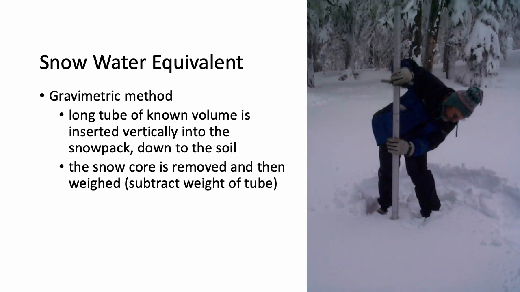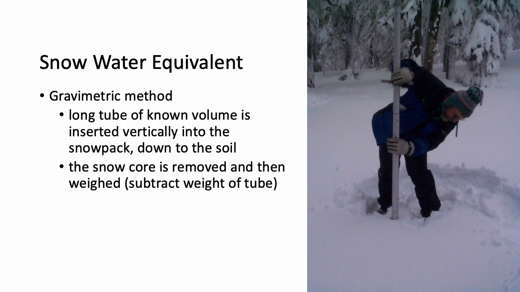The second method is the gravimetric method, and this is the one that James Church actually invented. James Church is sort of the original father of snow surveying. He was a classics and history professor here at UNR, and he invented what was called the Mount Rose sampler, which we still widely use today.